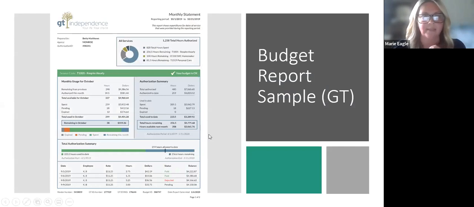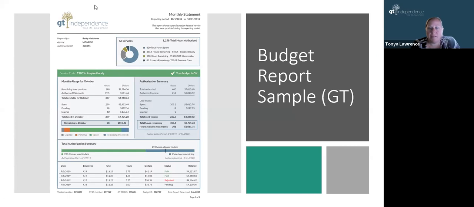And then Tanya, this is the sample budget. It's much like the other budget report. It gives an overview for a reporting period of one month. It's a monthly statement, so it'll show the line that says service code T1005 respite hourly. If that's green, that means your budget's okay. If it's red, it's not okay. It's either being overutilized or underutilized.